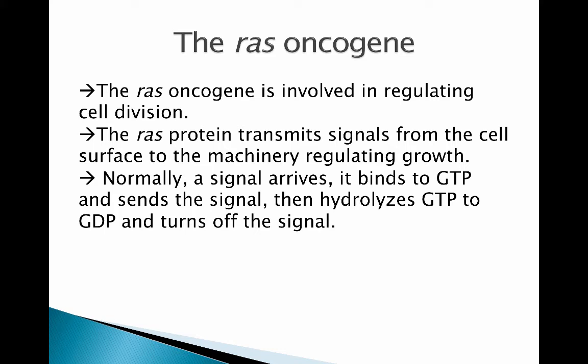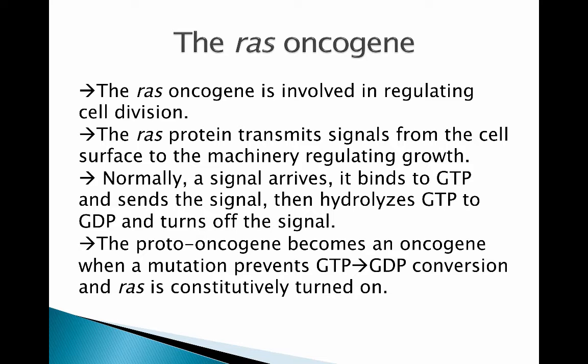Normally, a signal arrives. When that happens, the RAS protein binds to GTP, and that is then translated into a signal that goes off to the growth machinery. Now, when it breaks down GTP, hydrolyzes it to GDP, the signal is turned off. And that happens from a region that's actually part of the RAS. So RAS will bind the GTP and then send a signal, and then it turns itself off.